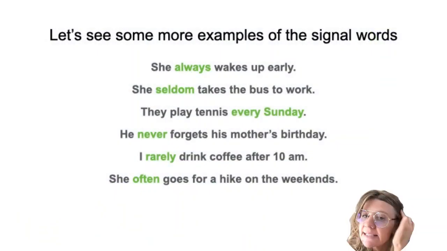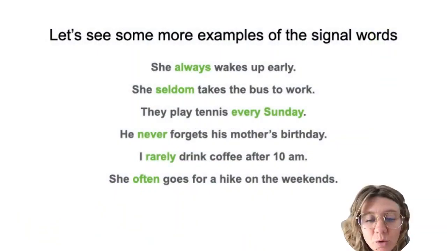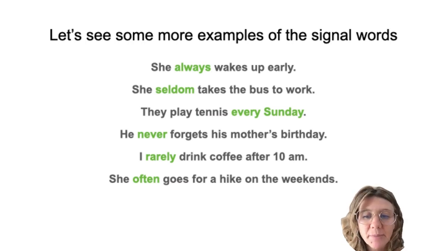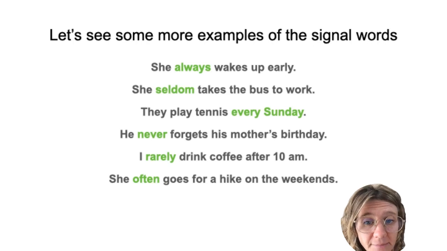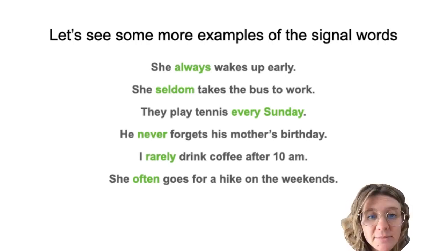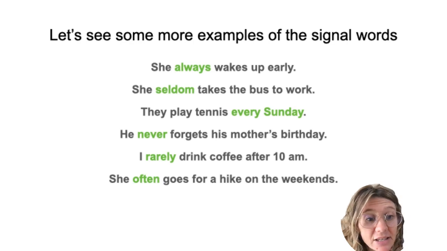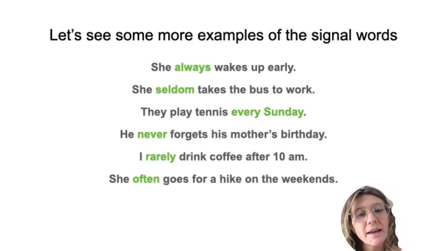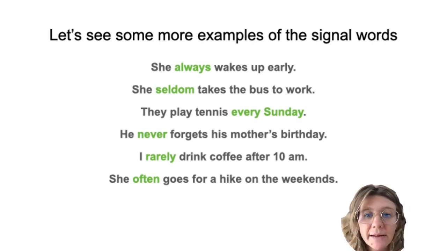So moving on, let's take a look at some more examples of the signal words just so you can start to see the patterns. Okay, she always wakes up early. Again, always is before the verb. She seldom takes the bus to work. They play tennis every Sunday. This one is a little bit longer and it sits at the end of the sentence. So just noticing that the placement can change.